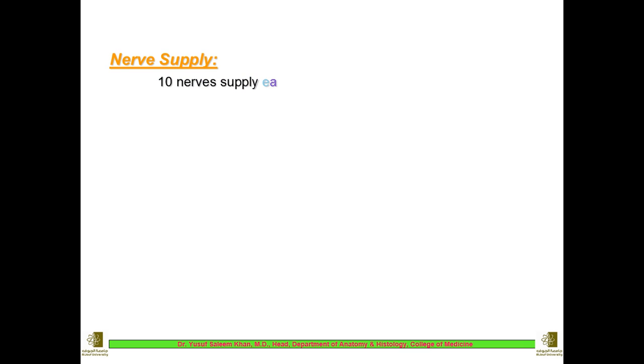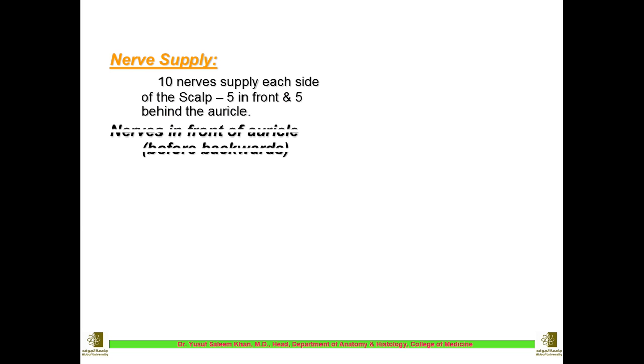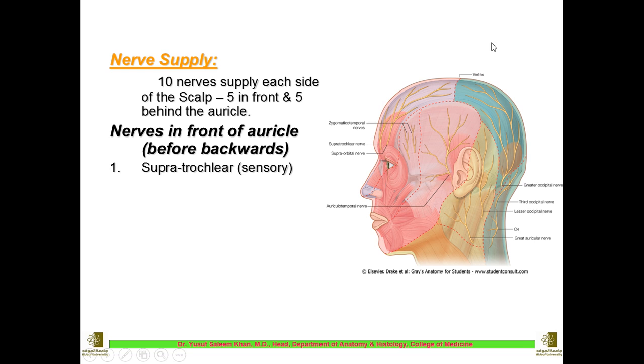Now coming to the nerve supply of the scalp. The scalp is supplied by 10 nerves, 5 in the front and 5 behind. So there are 5 nerves supplying the front of the ear and 5 nerves behind the ear, which will supply the whole of the scalp. So there are totally 10 nerves supplying the scalp. Out of these 10 nerves, 8 will be sensory and 2 will be motor. We'll see one by one.